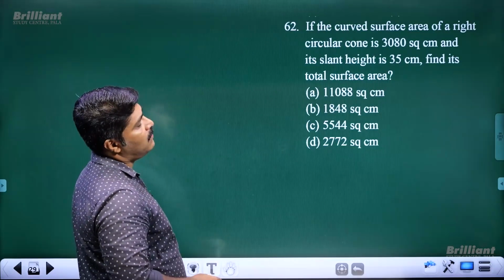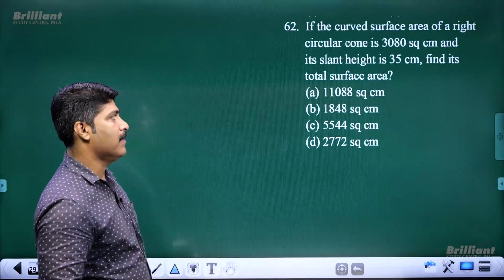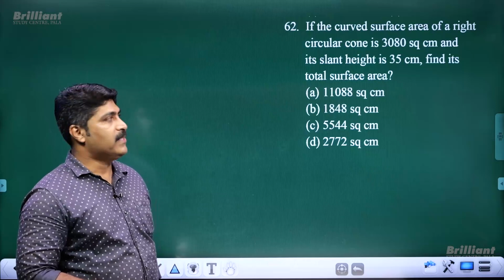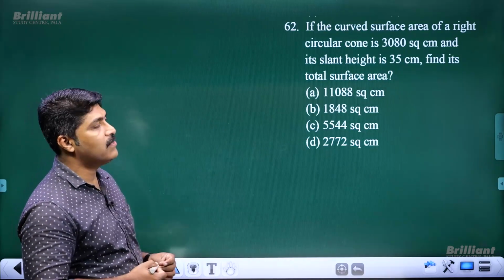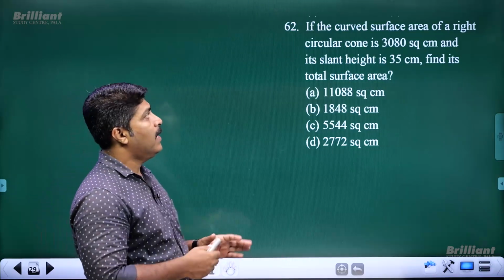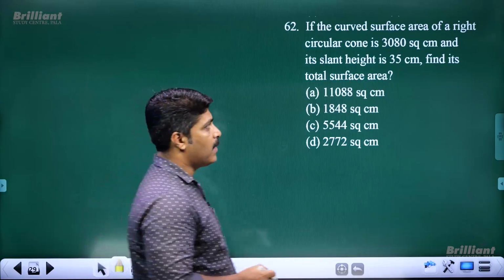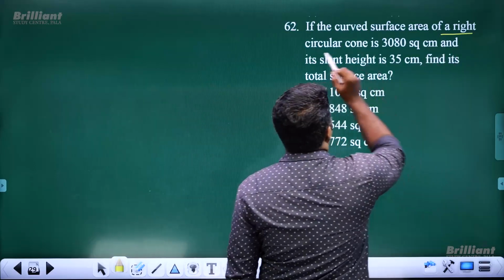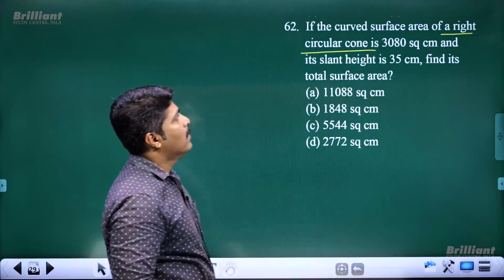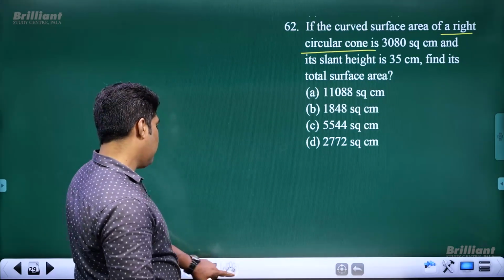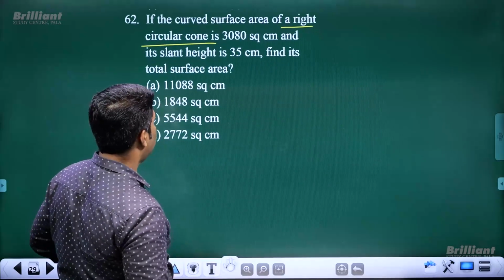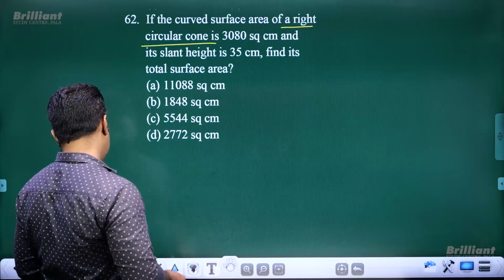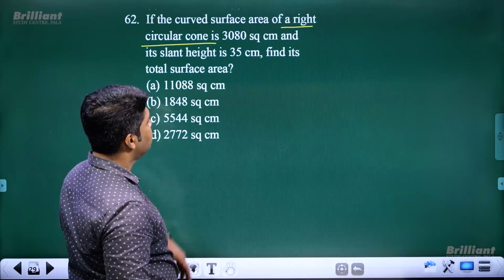If the curved surface area of a right circular cone is 3080 square centimeter and its slant height is 35 centimeter, find its total surface area. It's about a right circular cone. You have to recall the results for finding the curved surface area and the total surface area.